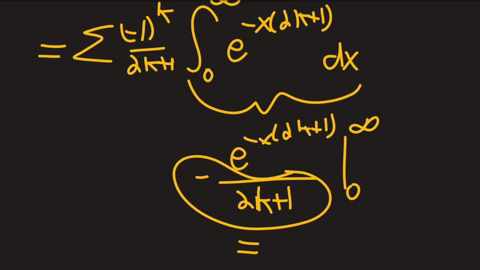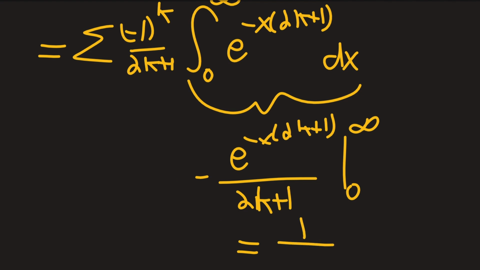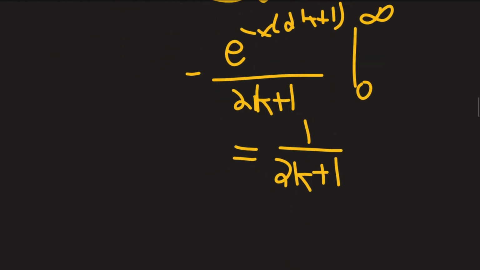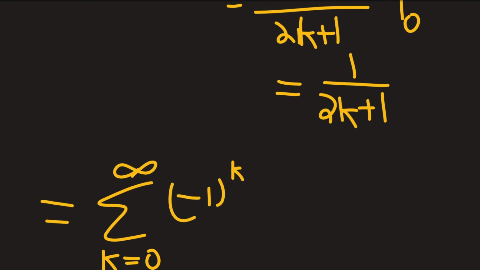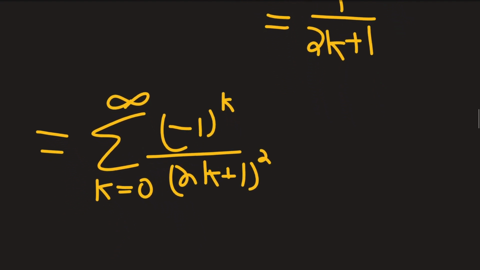Basically, just ignore the numerator, but make it negative. Negative times a negative is a positive. So we're left with this integral being just 1 over 2k plus 1, meaning that we have a 2k plus 1 here and 2k plus 1 there. We can simplify this whole summation to something a lot simpler. We can just say this is the sum from k equals 0 to infinity of negative 1 to the k over 2k plus 1 squared.